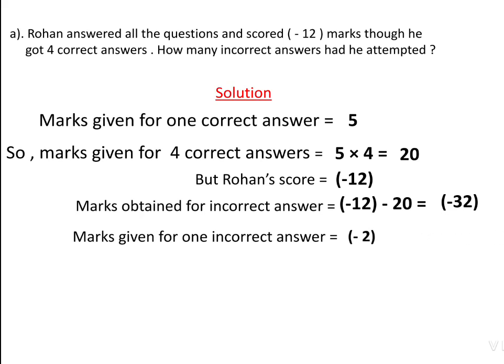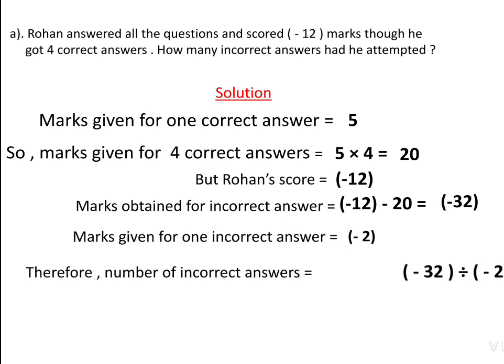Marks of one incorrect answer equal to minus 2, that we know. Then we divide these two numbers, and we will get how many incorrect answers there are. Therefore, the number of incorrect answers equal to minus 32 divided by minus 2, equal to 16. Total 16 answers are wrong for Rohan. Therefore, he got minus 12 marks.